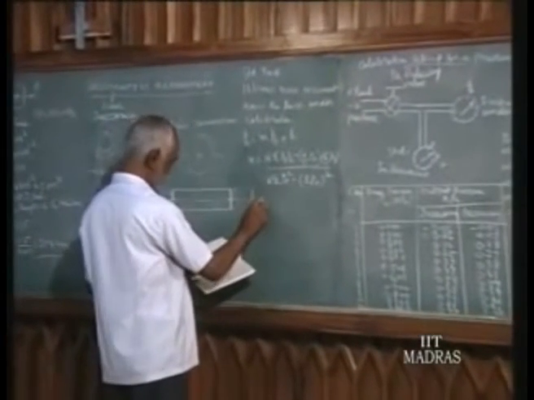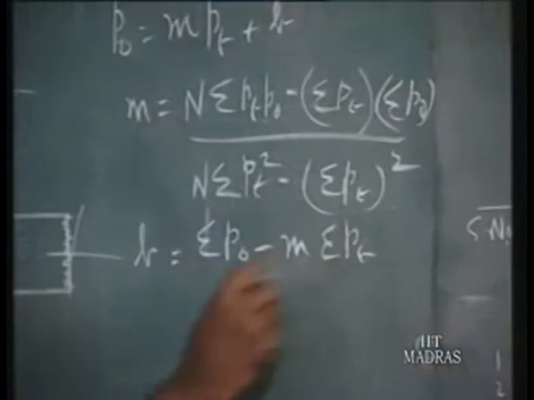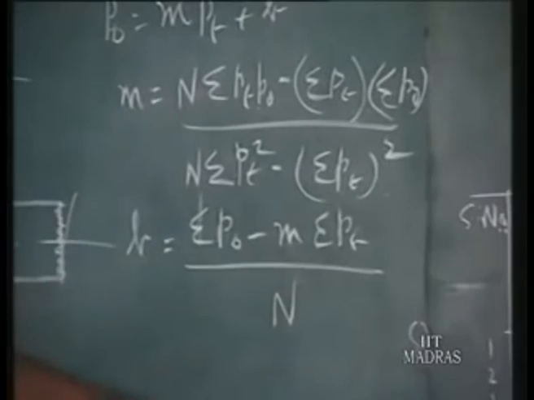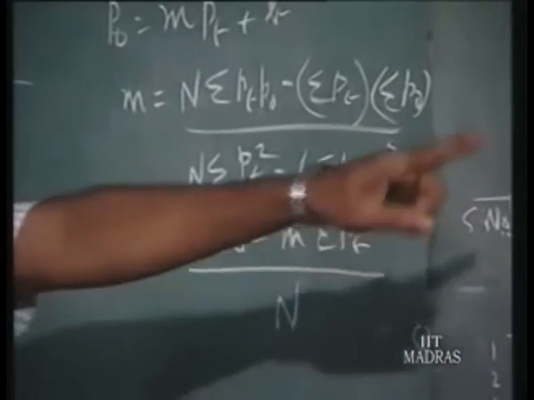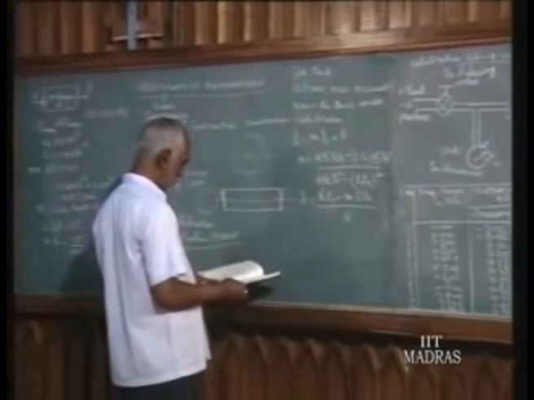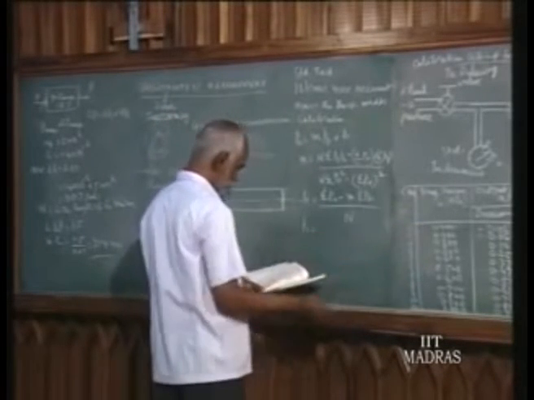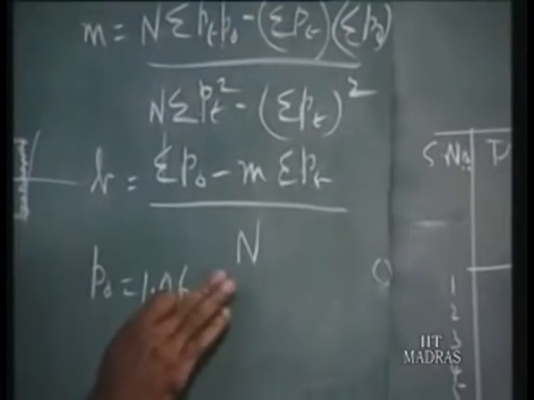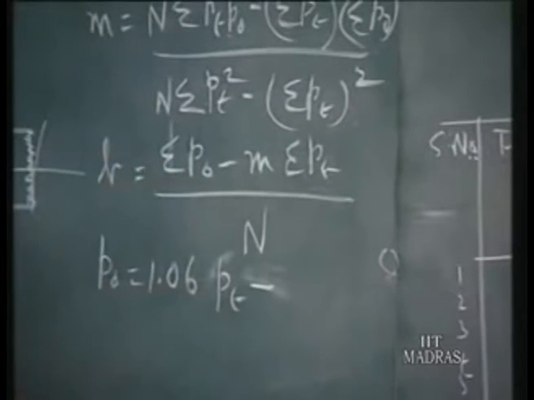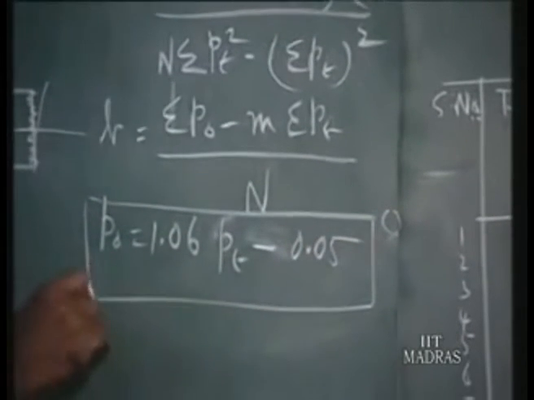Similarly, b is equal to sigma of PO minus m sigma of PT, divided by n. That means from this set of readings we can find the slope and the cut of the line on the y-axis as b, and now the equation of the best fitted line, for the given set of readings, is PO = 1.06 PT plus this minus value, b equal to minus 0.05.